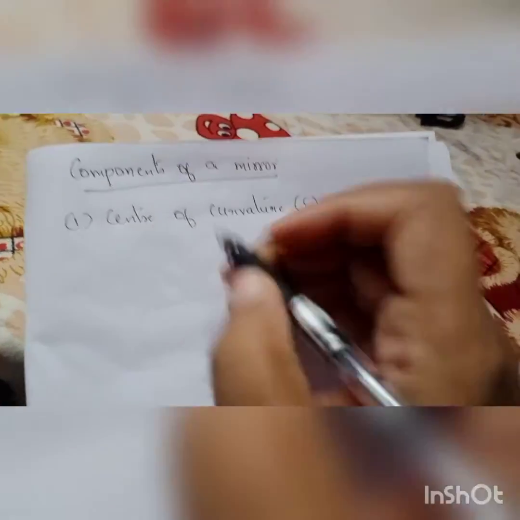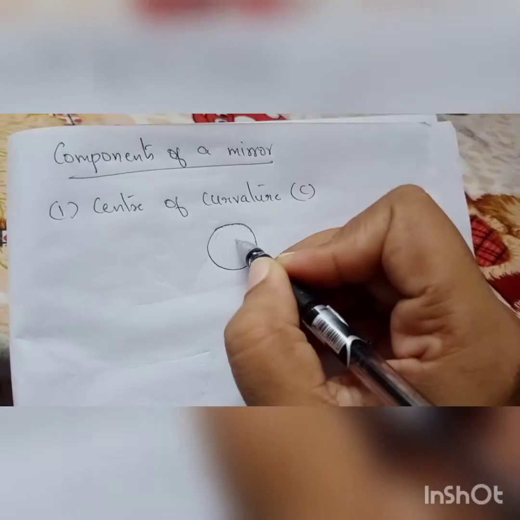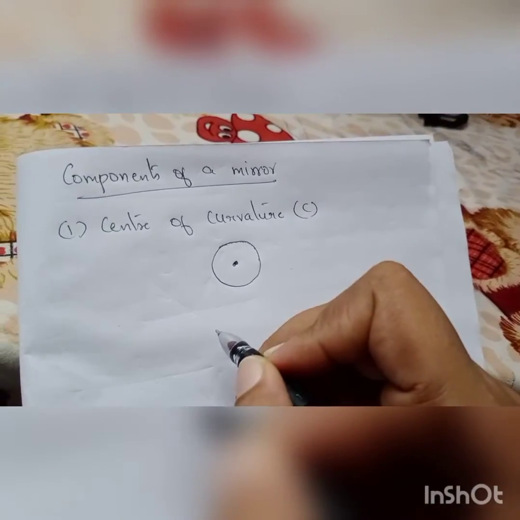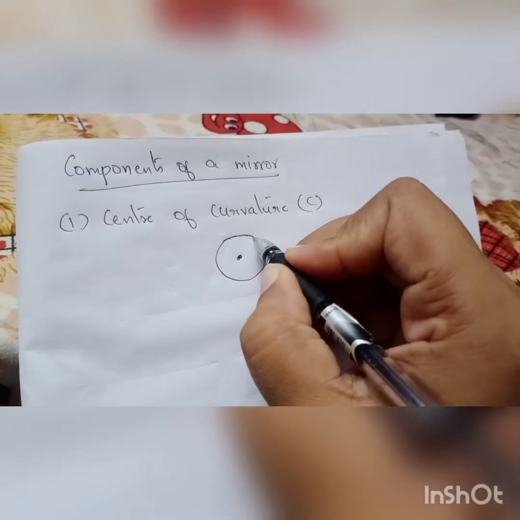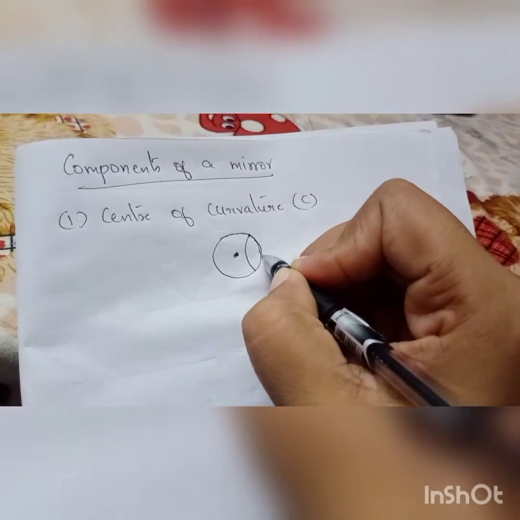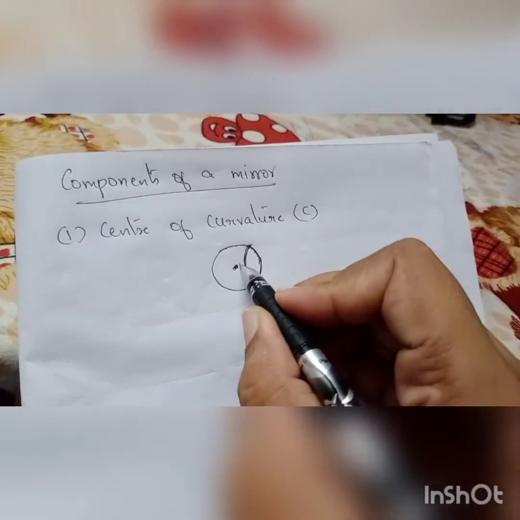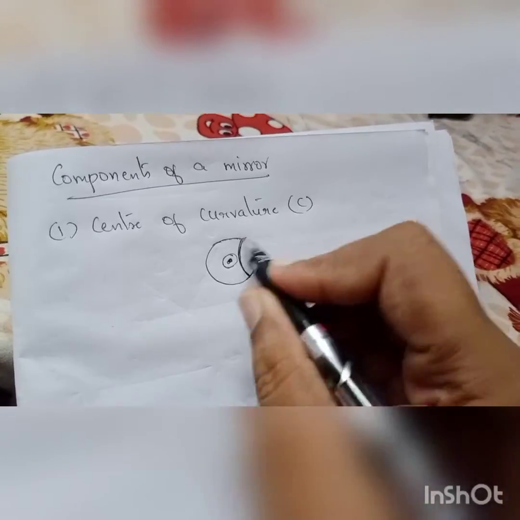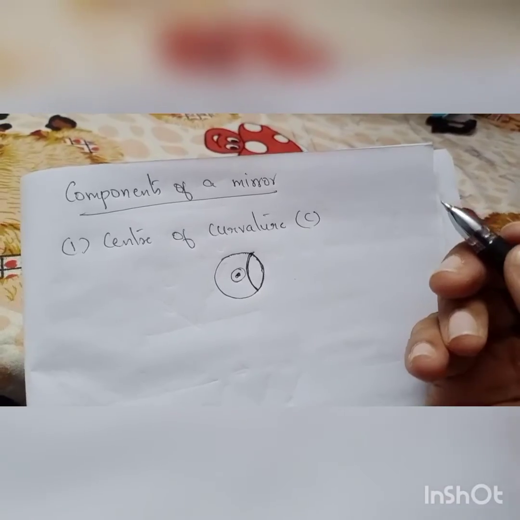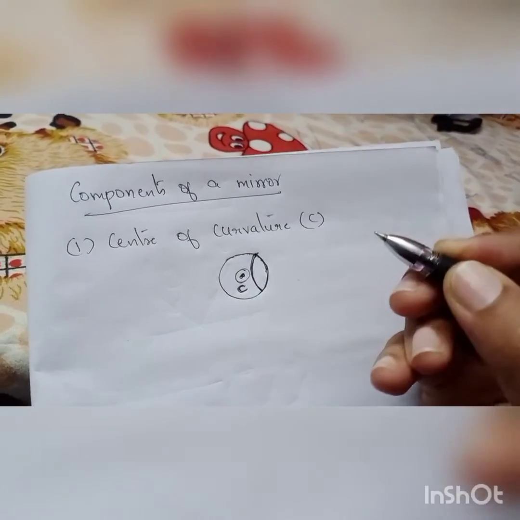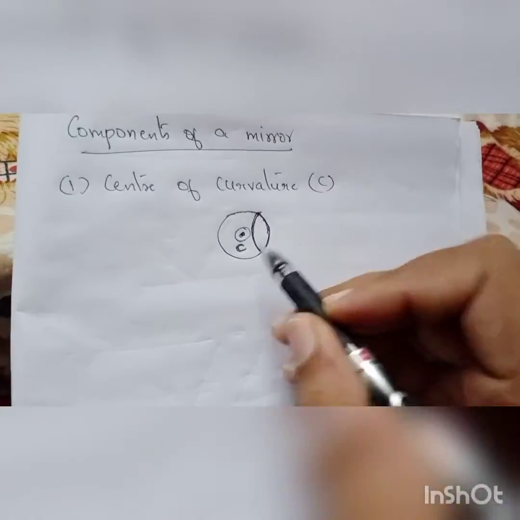Now let's see what are the components of a mirror. First is the center of curvature. If you draw a circle or a sphere, this will be the center of the sphere. If I cut a small piece from this, it gives me a spherical mirror. So the center of curvature means the center of the sphere from which the spherical mirror is taken out, and we will represent it as capital C.